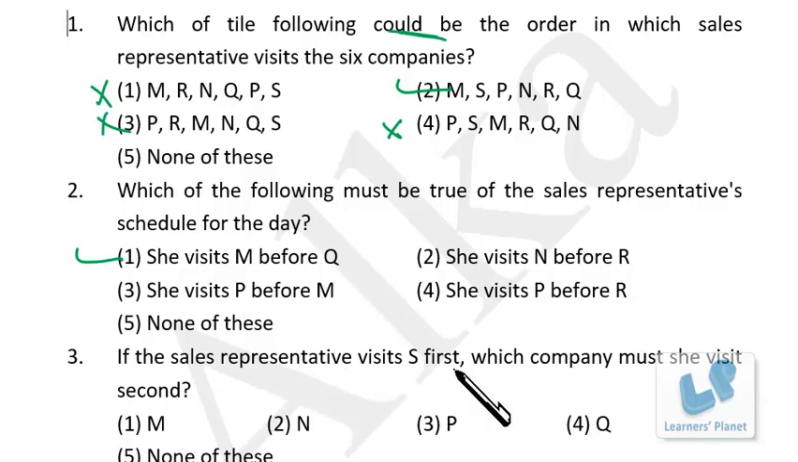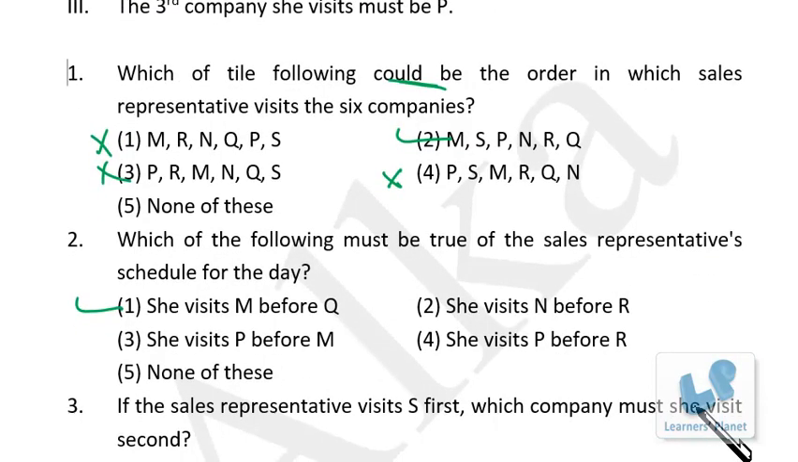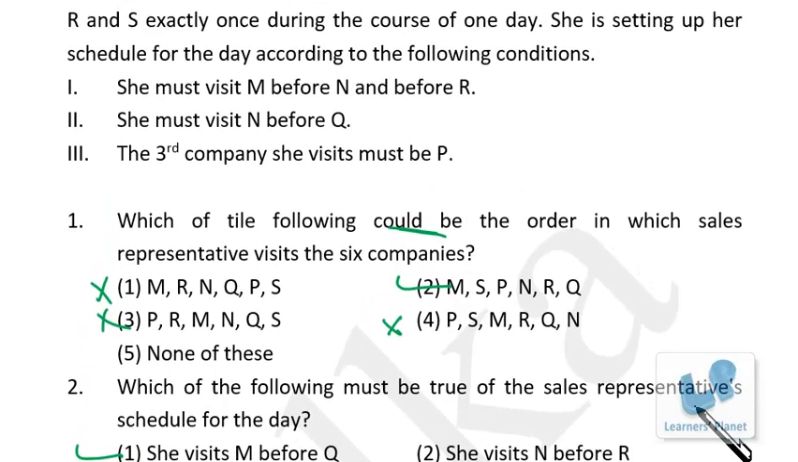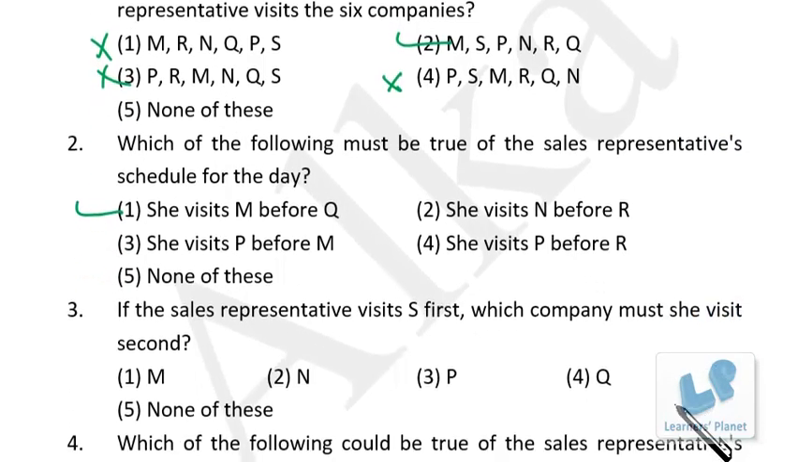If the sales representative visits S first, which company must she visit second? So obviously she has to visit M second, because M should be before N, R and Q. And the position of P is fixed, that is the third position. So second should be M.